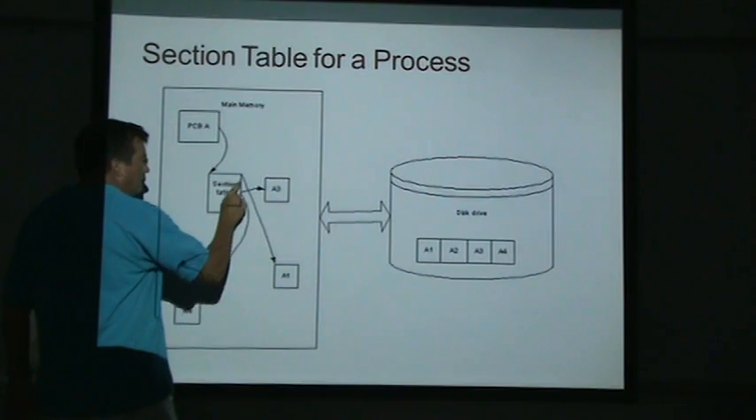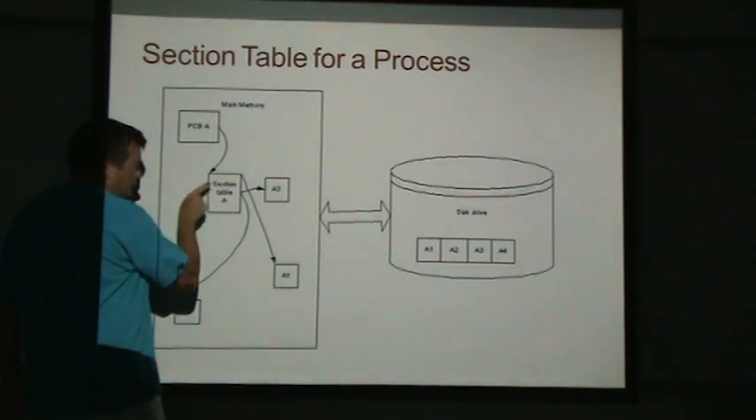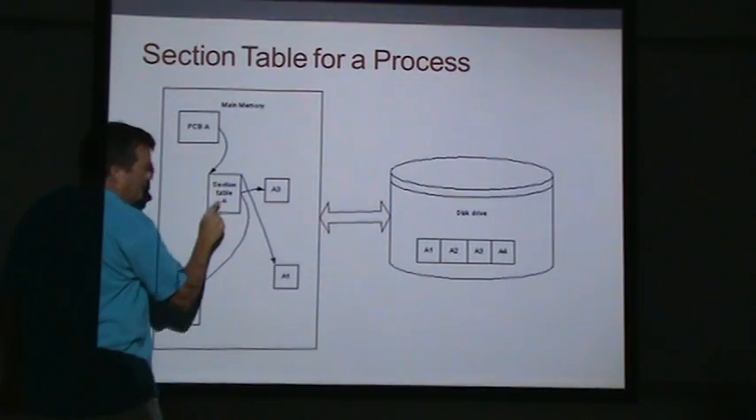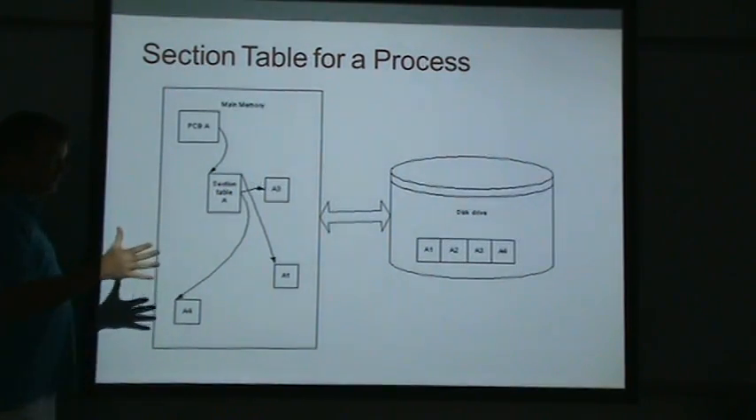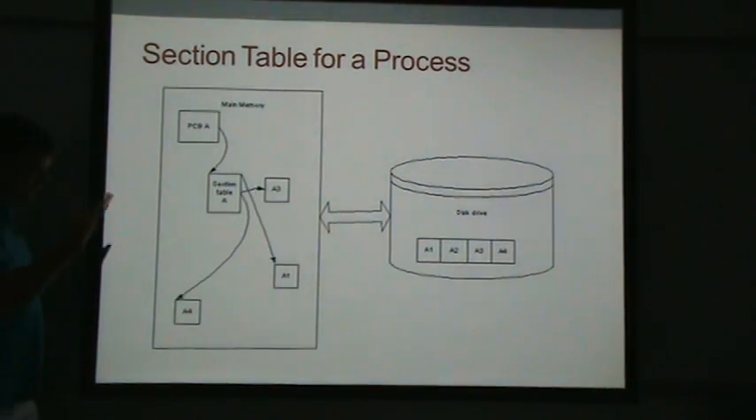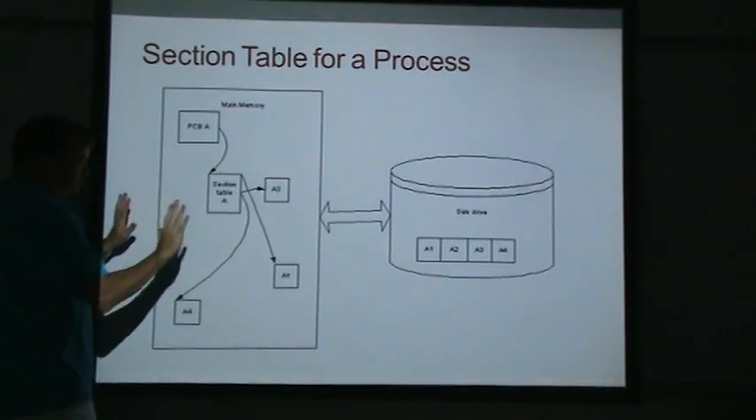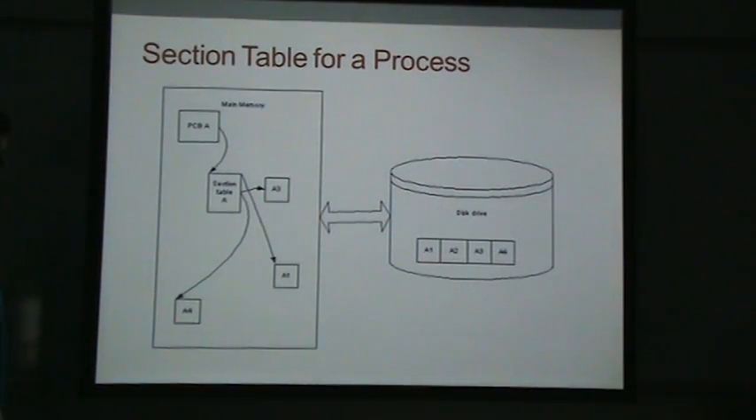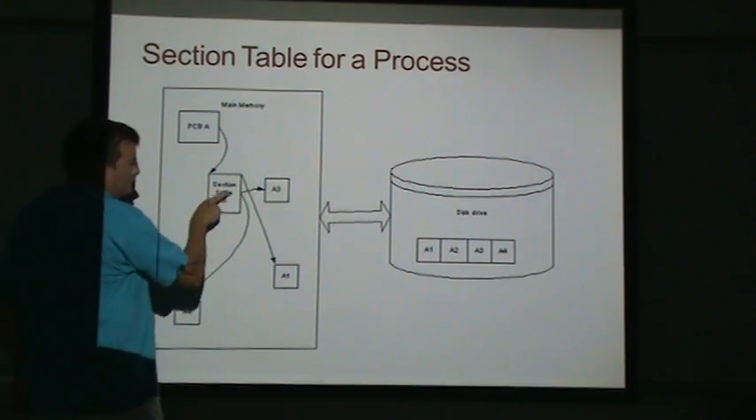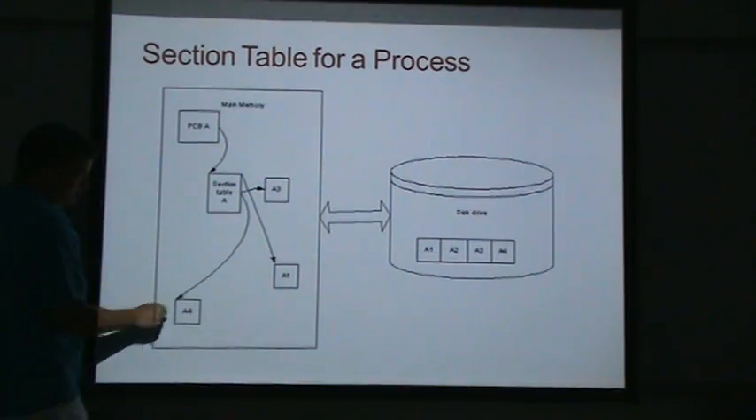We'll have some kind of table that says page 1 is here, page 2 is missing, it's not in memory. If we actually needed page 2, we'd have to go out to the disk drive, bring it in, and then add a pointer to it. But right now, page 2 is not available. Page 3 is located over here, and page 4 is located over here.